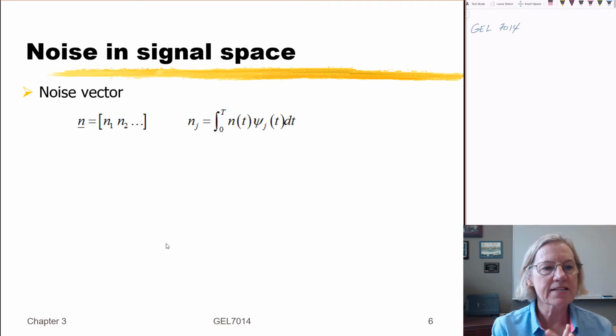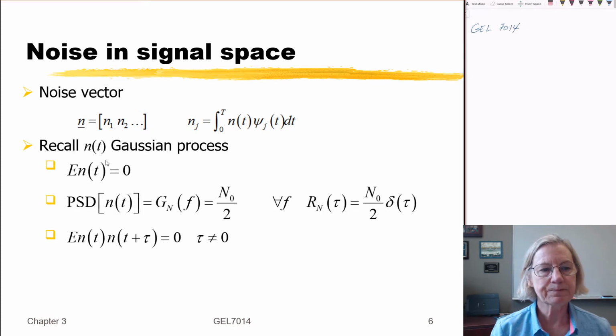So for our noise analysis, we'll start with the noise vector, and each element of this noise vector is defined by the projection of the noise random process here on each one of the basis vectors. And so the projection, or the inner product, is defined as the correlation of these two signals over the time of a symbol. So the integral from 0 to T, n(t) times the basis vector c_j(t), gives the jth element of this noise vector.